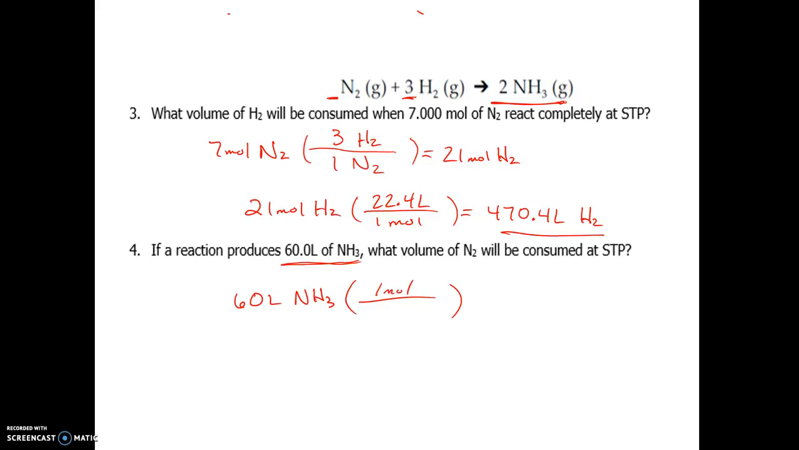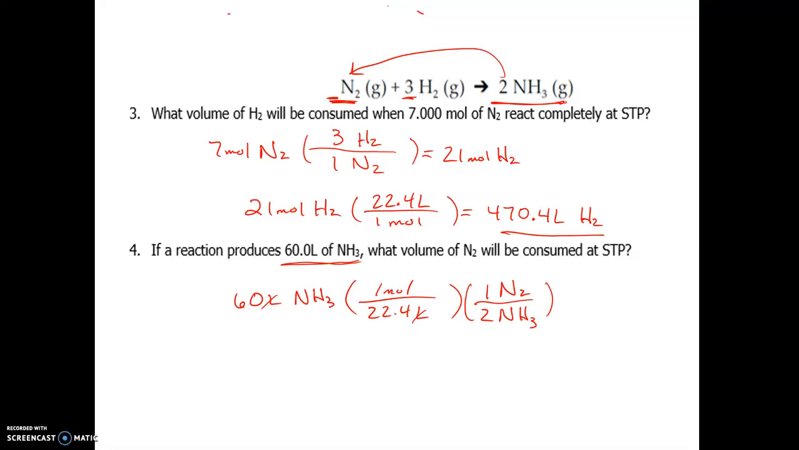And so we set it up as 1 mole over our 22.4 liters. Now that at least gets us to moles of NH3. Now remember, if we have moles of NH3, we can do our mole to mole ratio. And so when we look, we're going from NH3 to N2 this time. We look at our coefficients and we see that there's 1 nitrogen for every 2 ammonias.